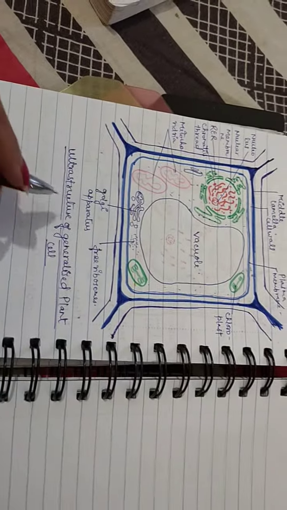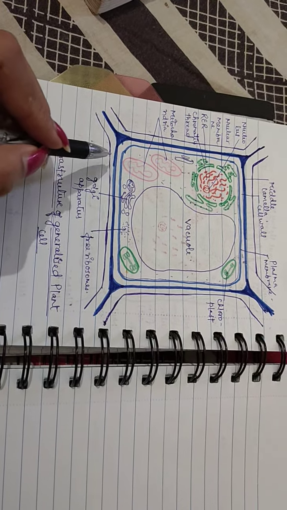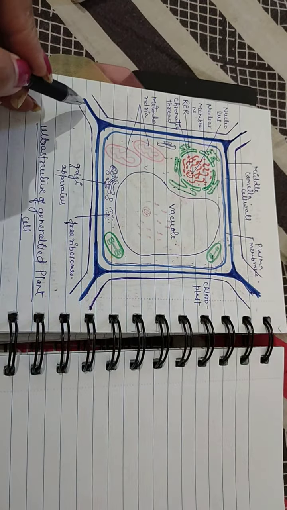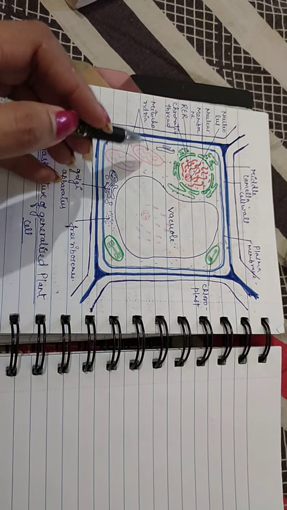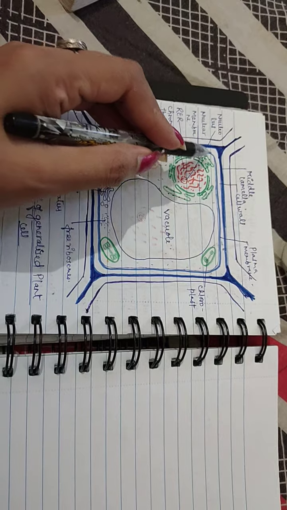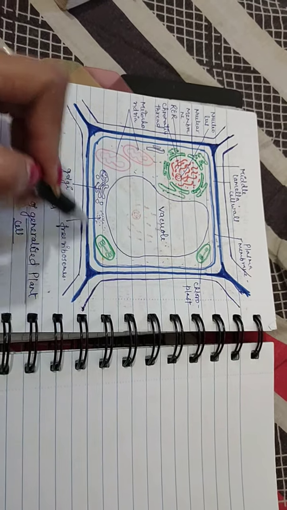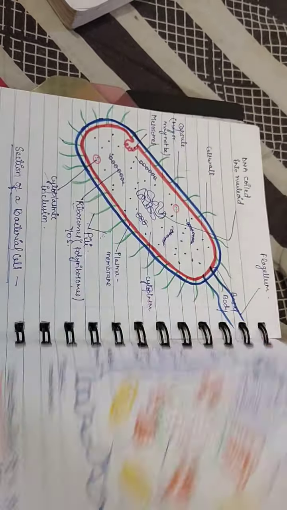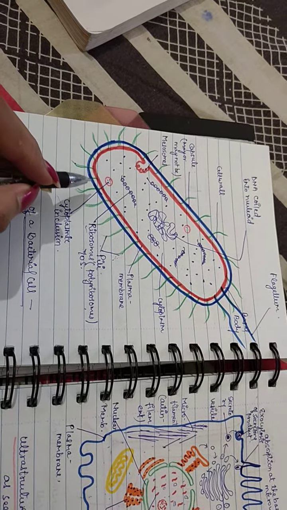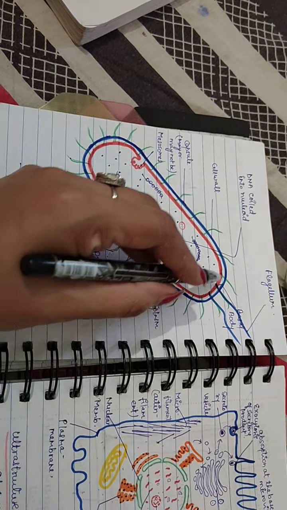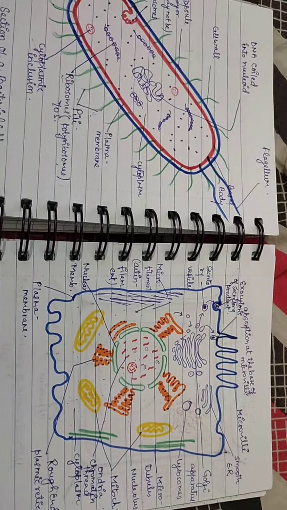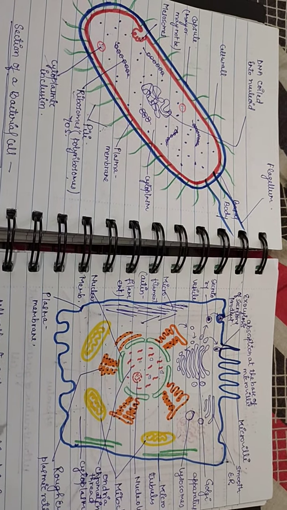You can see this is the structure of a plant cell, and here you can see a rigid cell wall is present, and internal to the cell wall there is a structure known as the plasma membrane. Also, you can see the cell wall in the bacterial cell, where a rigid cell wall is present, but it is absent in the animal cell. You can see here there is no cell wall present.